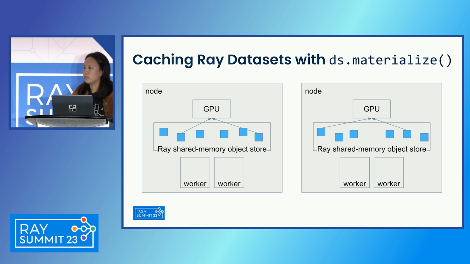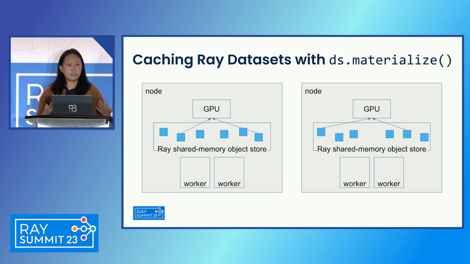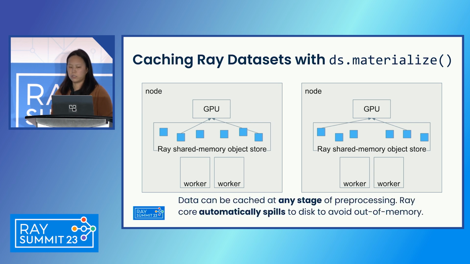The other nice thing that we can do here is cache those Ray data sets by using this ds.materialize call that's provided by Ray Data. And what that looks like is very similar to the previous setup. The only difference is that we're not cleaning up this data that's in the shared memory store as we go. And so what's cool is that we can use this setup to cache the data at any stage of the preprocessing. And Ray Core will even automatically spill this data to disk if the object store becomes full. That allows you to avoid out-of-memory failures.